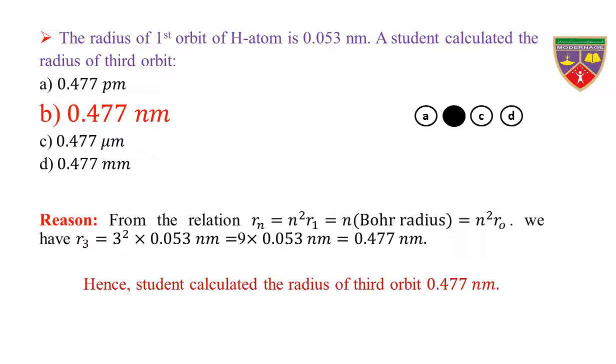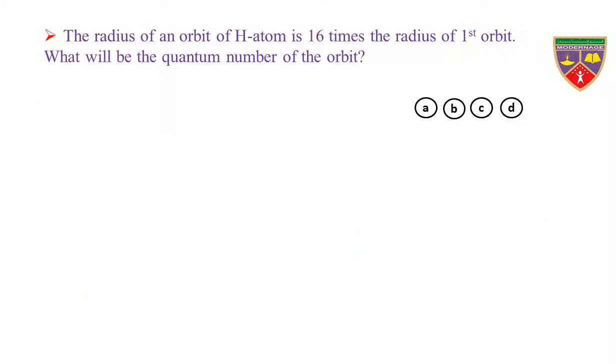0.477 nanometers. The radius of an orbit of hydrogen is 16 times the radius of first orbit. What will be the quantum number of the orbit? Option A, 25. Option B, 16. Option C, 9. Option D, 4. The key is 4. Therefore, the correct option is D.